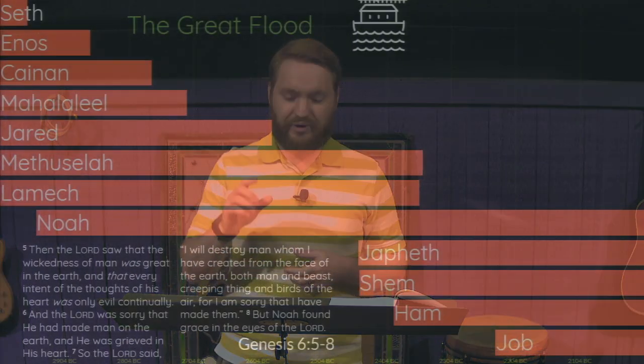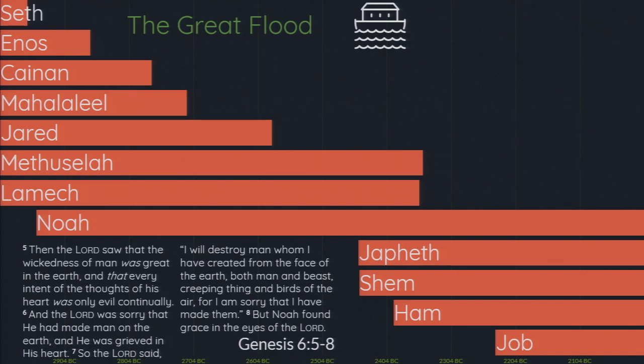So we're going to look at our first stop tonight. This is in Genesis chapter 6. We're going to look at the Great Flood, picking up in verse 5. So Genesis chapter 6, verse 5.